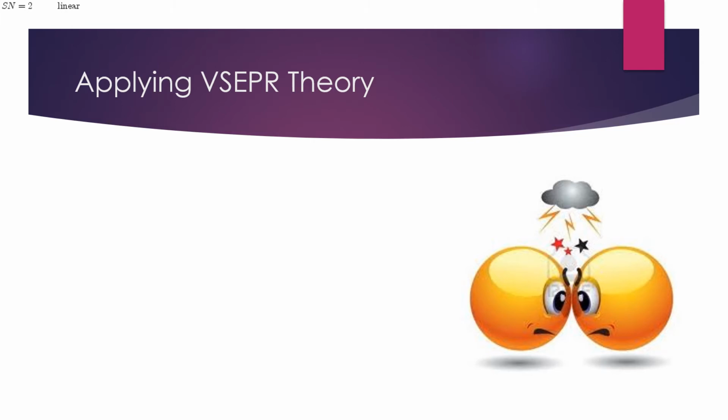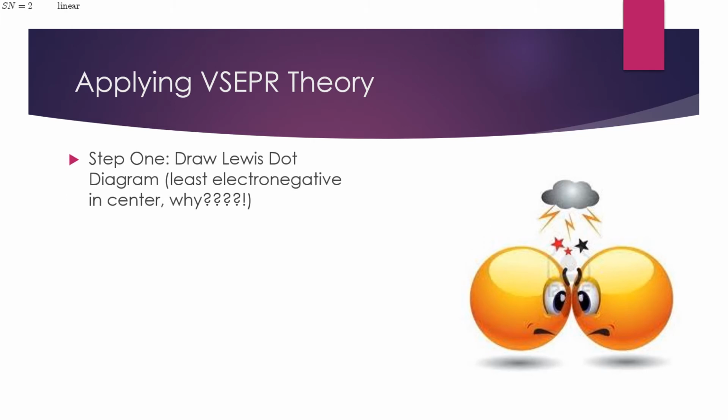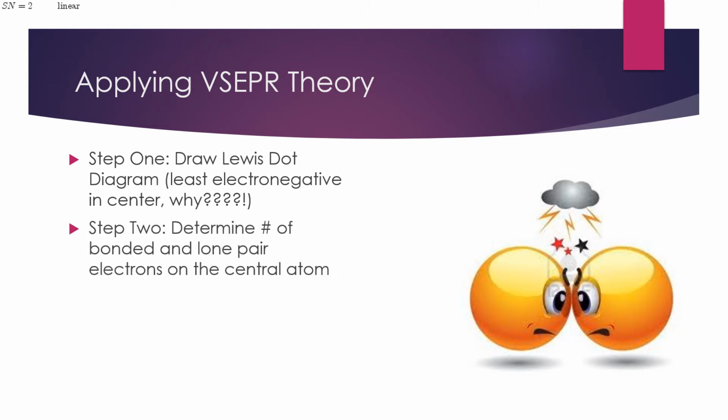Applying the VSEPR theory. Step 1. We must draw the Lewis dot diagram of each of the elements in the molecule, with the least electronegative in the center. Why is that? Again, the least electronegative element has the tendency to let go of its electrons. They share them, okay? Whereas the one that has high electronegativity, that nucleus wants to attract those shared electrons closer to it. So it would be considered a terminal atom. So the least electronegative in the center, to recap.